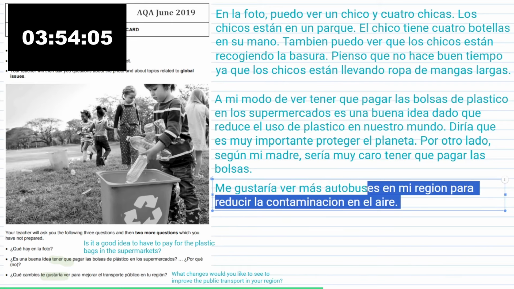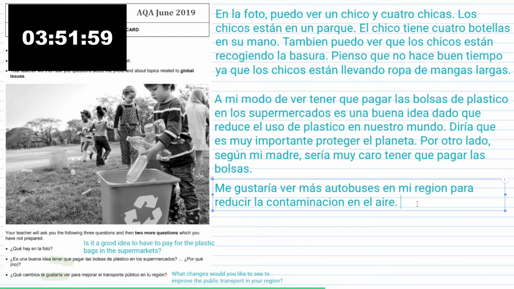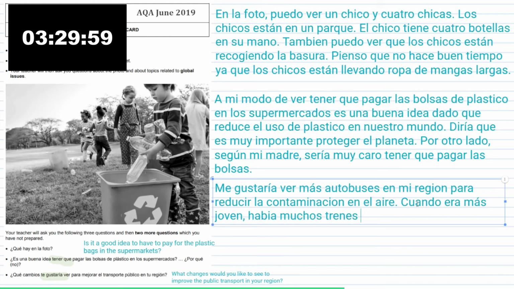Now we can use the conditional tense, saying what you would hope to happen. Let's use the imperfect tense with something like cuando era más joven, when I was younger. Cuando era más joven. So if you say I, that's there is. So let's use había. There used to be. I don't think there's an accent there. So había muchos trenes. There used to be many trains. Cerca de mi casa, close to my house. For example, so describing a region.